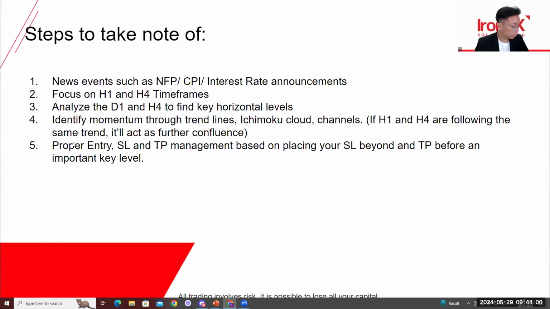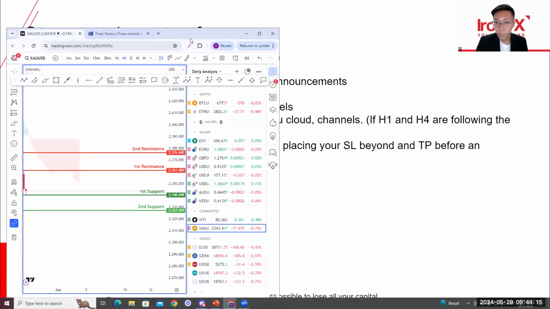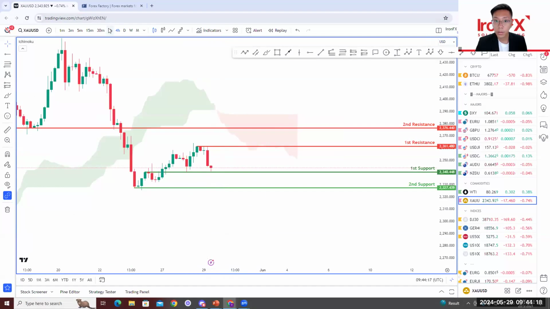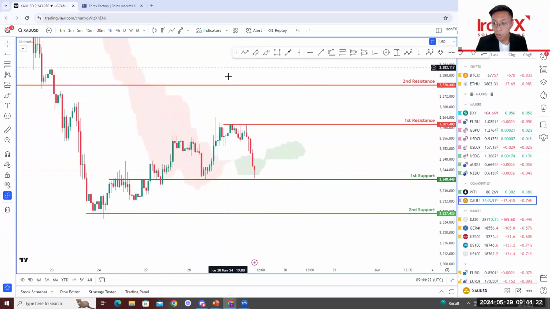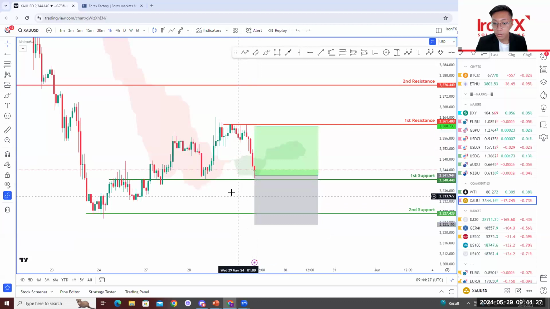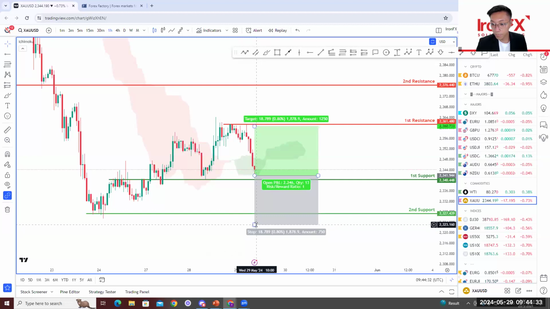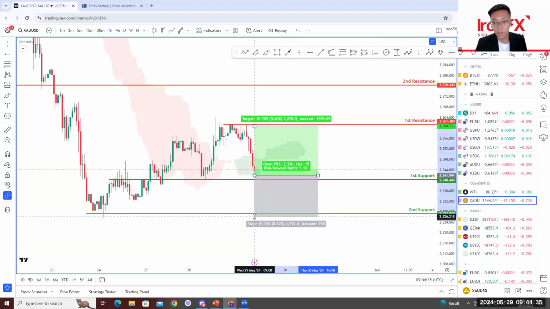Okay, also we need to take note of proper entry, SL and TP management, based on placing your stop loss beyond and TP before an important key level. What we mean by this is that, if you were to enter for gold, previously, let's say we enter right here. Where should our stop loss be? Since we have first support and second support right here, for myself, I wouldn't place my stop loss so far back.